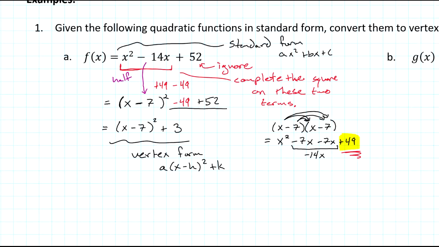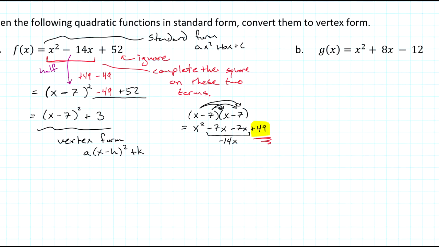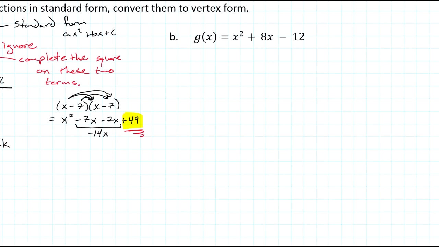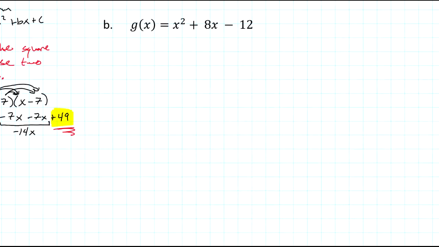Cool. All right, let's do another example here. Let's do a couple more examples. Part B, x squared plus 8x minus 12. I like giving myself a little bit of space here, and then I'm going to open up a parentheses, and I'm going to put x, and this is going to be half of positive 8, which is a plus 4, and then we square that.